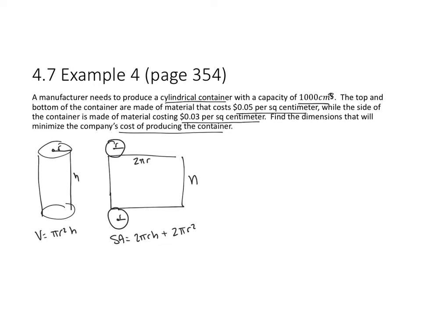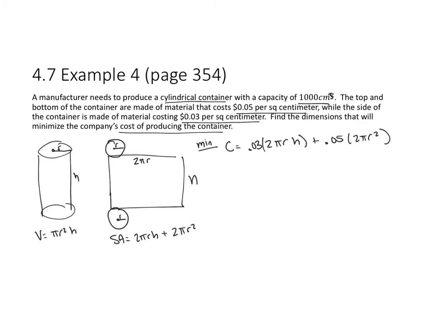Now we're trying to minimize our cost. So let's make our cost function. The cost function is going to be, for the body of the material, it's going to cost 3 cents, so it's 3 cents times 2 pi r times h plus, and then 5 cents for the lid and the bottom, 2 pi r squared. So this is the function that I'm trying to minimize. I'm just going to write minimize here.